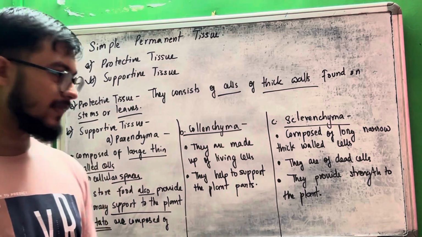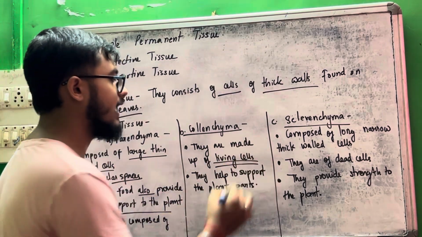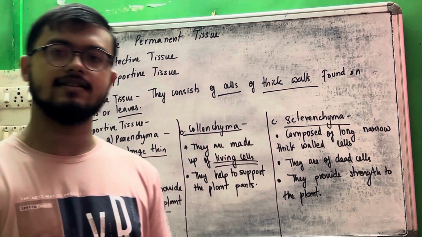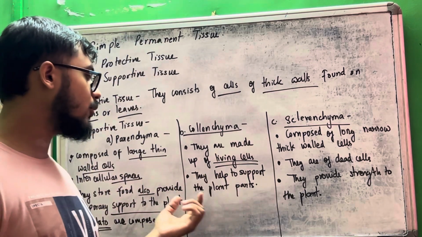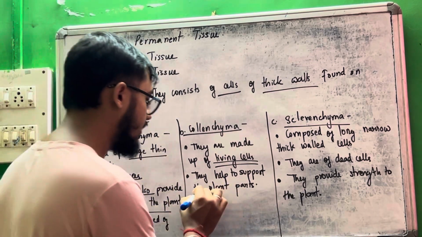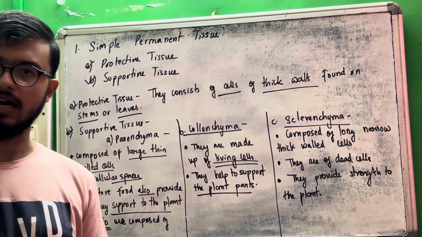Next is collenchyma. They are made up of living cells. Collenchyma is made up of living cells. Next, they help to support the plant parts. They support the plant parts.